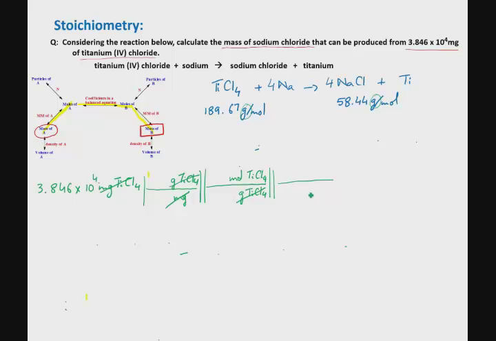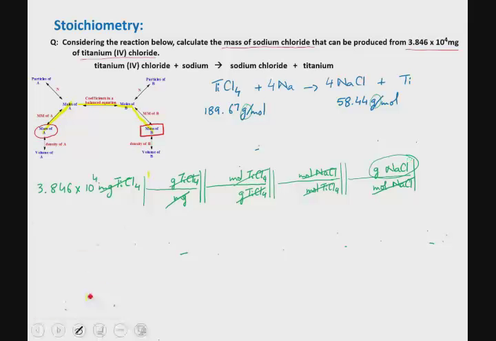Then you can go from moles of TiCl4 to moles of sodium chloride. That's the second step in the picture. Once you have moles of sodium chloride, we can convert that into grams of NaCl using the molar mass of NaCl. So moles, everything crosses out. At the end, we are left with grams of NaCl, that is mass.